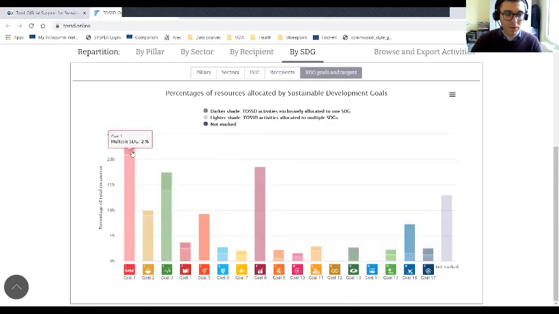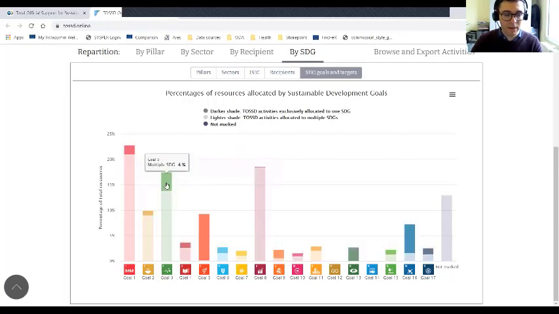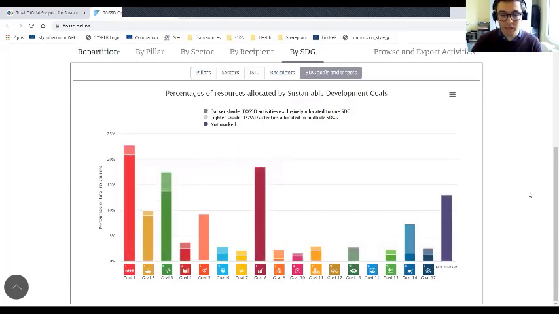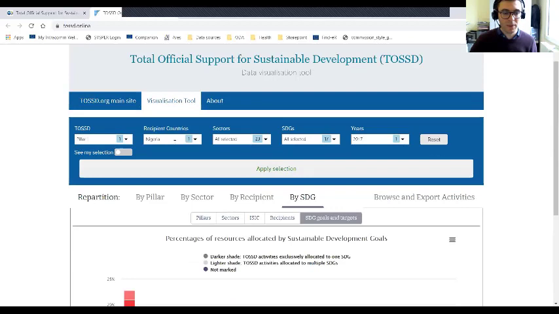So for goal one, we had 23%, which was the biggest. So the no poverty SDG. For SDG 8, the decent work and economic growth, you have 19%. And for health and well-being, the SDG 3, you have about 18%. So you can clearly see here the distribution by SDG, and you can do so for all countries, for a group of countries, for pillar two resources, just by applying the different selection criteria.